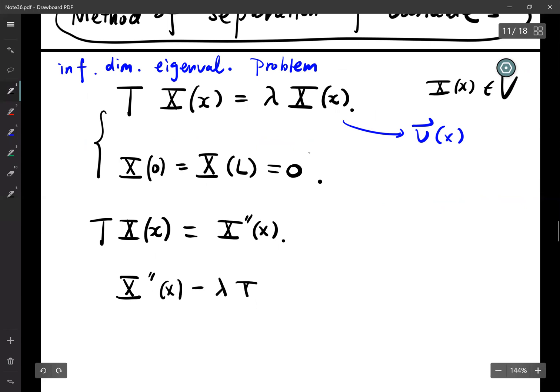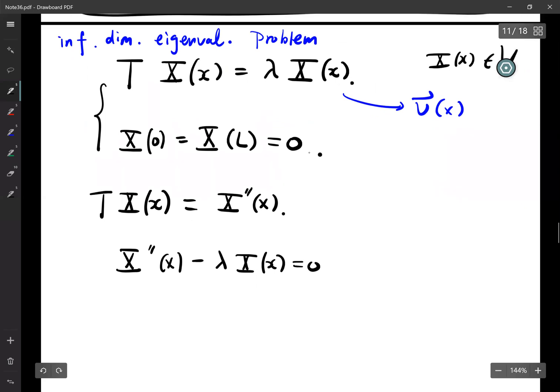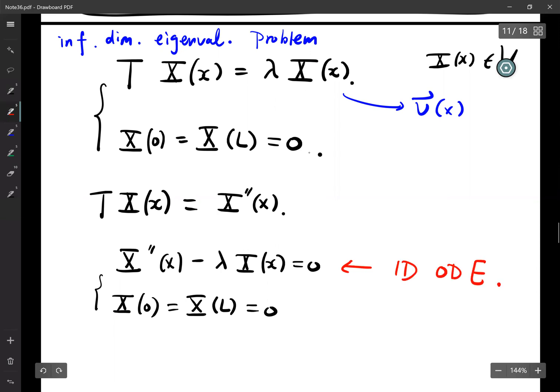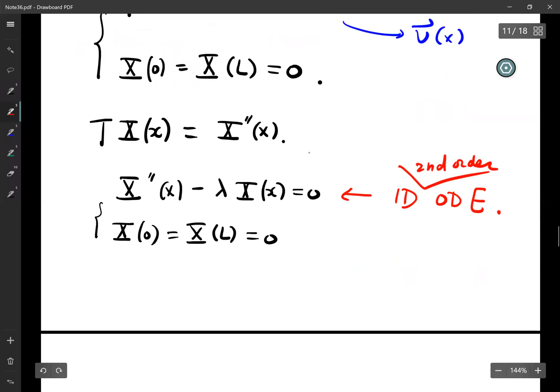X double prime equals minus lambda X. Lambda is unknown. That is a little bit scary. And it's not initial data. It's boundary data. It's a little bit different. But other than that, this is a one-dimensional, second-order ODE. This is just a second order ODE. So we know how to solve this.